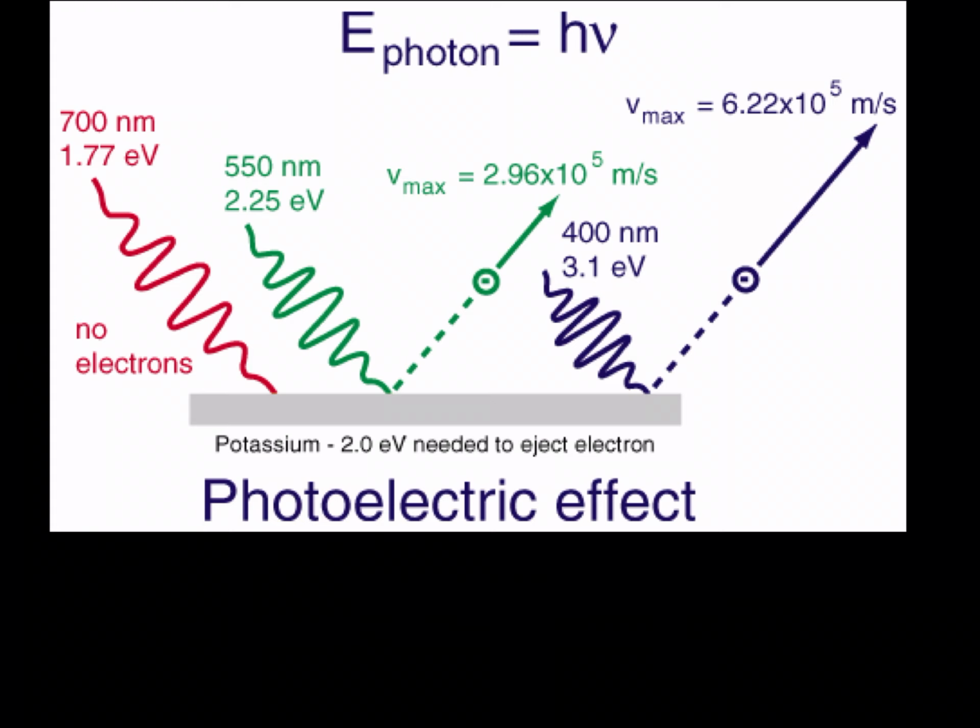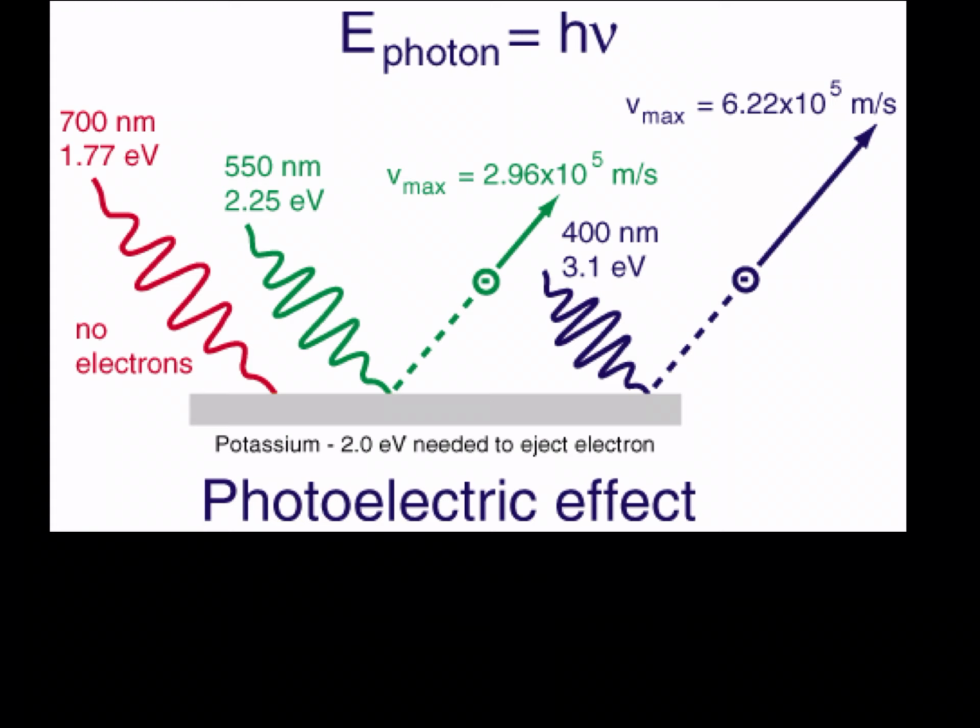Green light is 2.25 electron volts because it has a slightly shorter wavelength, 550 nanometers. So the green light will release an electron, and the surplus energy, the 0.25 of an electron volt that's not needed to release the electron, will be turned into velocity. So the electron will move away at 2.96 times 10 to the 5 meters per second. Fairly quick. Now, the violet light, always all about the violet, is at 400 nanometers. 400 nanometers, 3.1 electron volts.